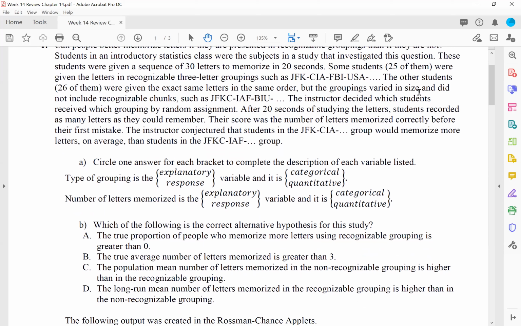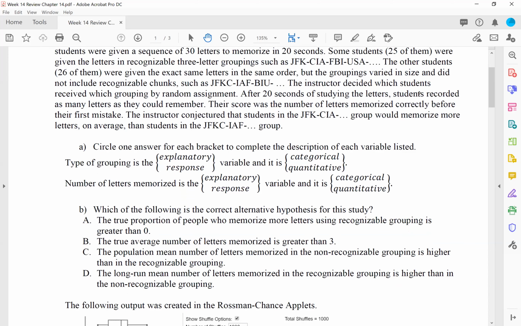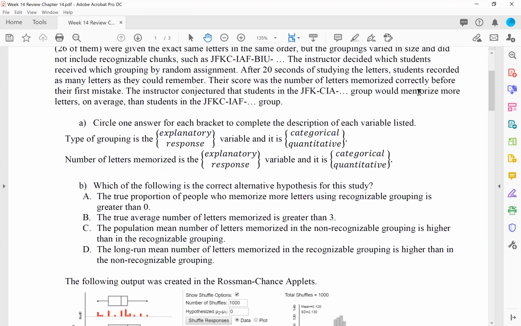Yep, sounds good. All right, so after 20 seconds of studying the letters, the students recorded as many letters as they could remember. Their score is the number of letters memorized correctly before their first mistake. The instructor conjectured that students in the recognizable group would memorize more letters on average than those in the unrecognizable group. So let's think about what we are looking at here. We're identifying the role of each of our variables. The type of grouping, whether it's recognizable or unrecognizable, would that be our explanatory variable or our response variable?